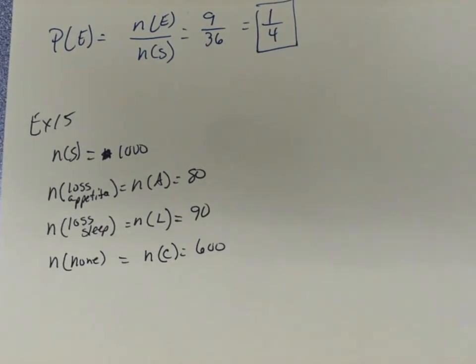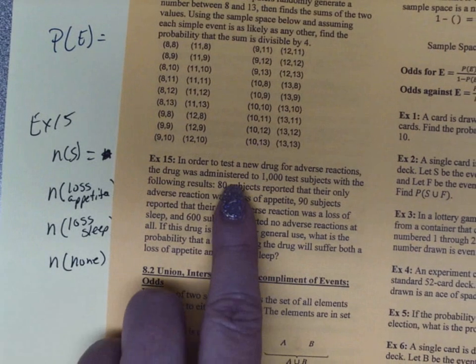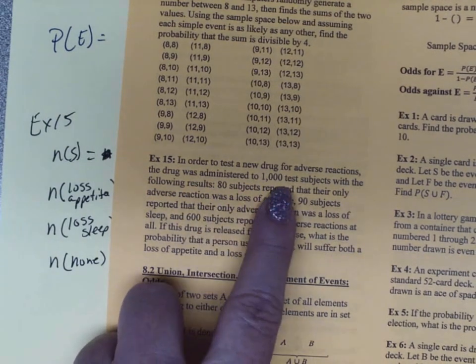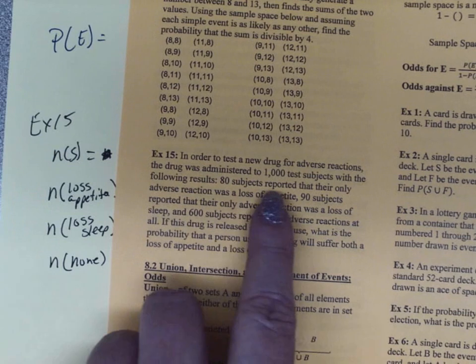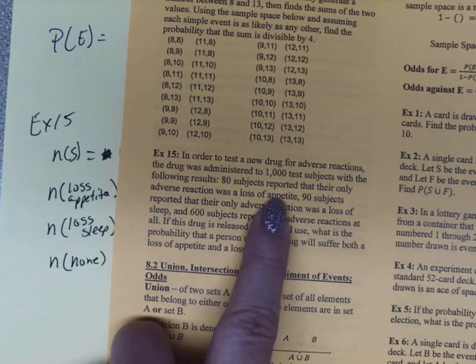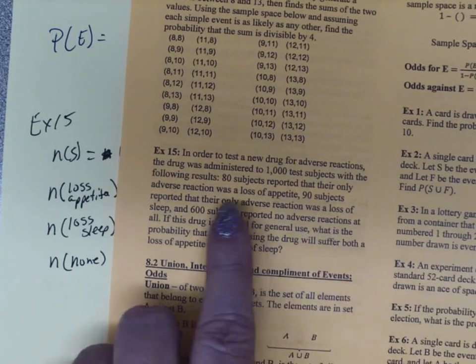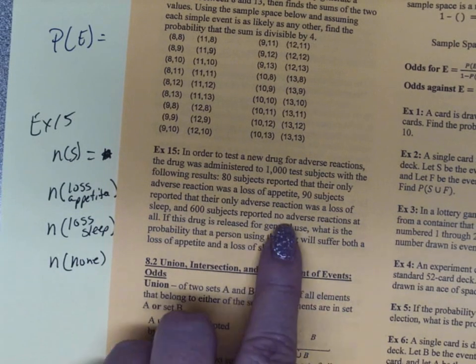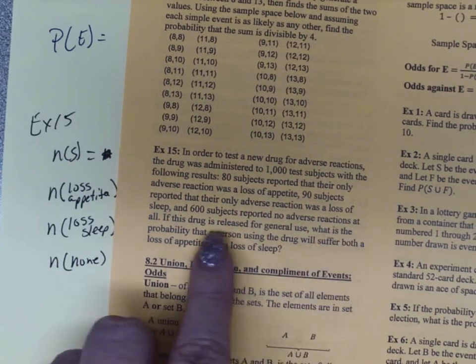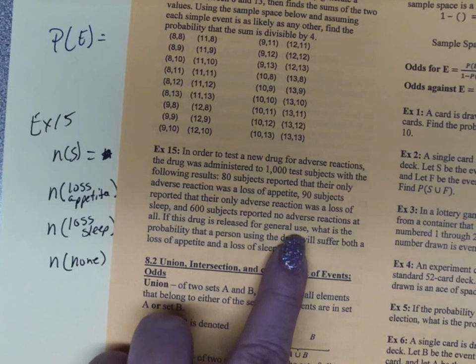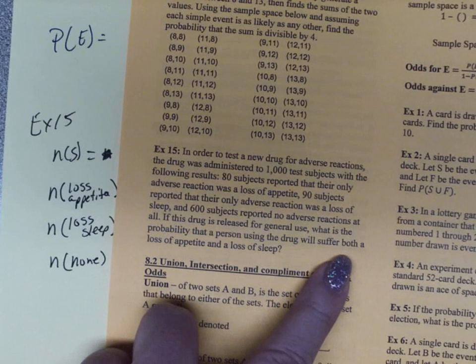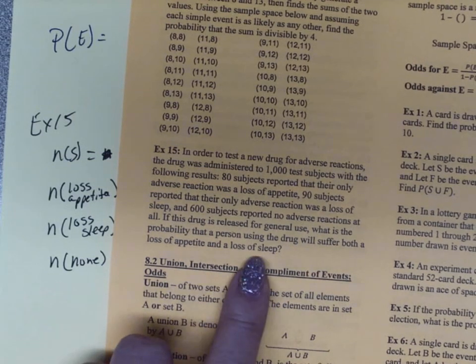So let's read our problem one more time. So we're testing the drug for adverse reactions. There were 1,000 subjects with 80 reporting their only adverse reaction was appetite loss. 90 was a loss of sleep. 600 reported no adverse reaction at all. If the drug is released for general use, what's the probability that a person using the drug will suffer both the loss of appetite and a loss of sleep?